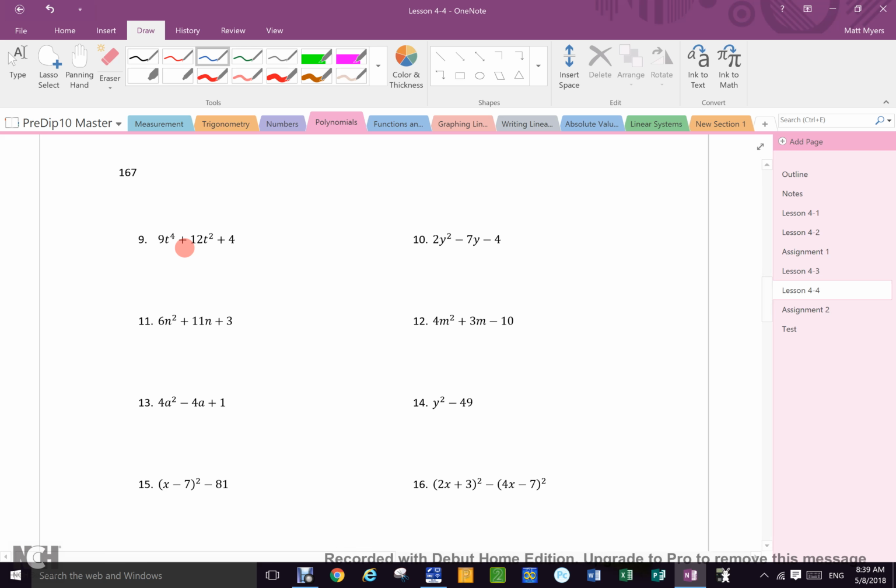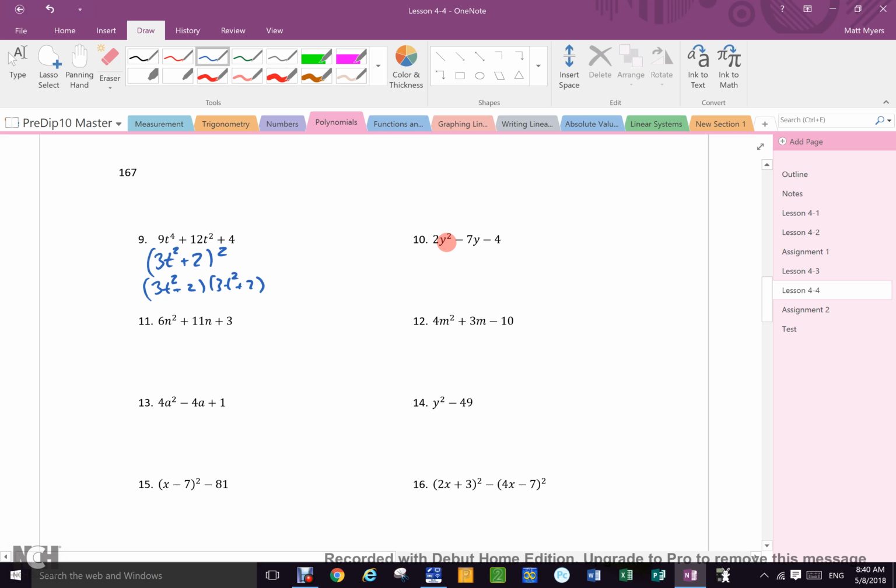Olivia. Number 9 on 167. 3t plus 2 and then squared. Or, of course, 3t plus 2, 3t plus 2. Doesn't it have to be 3t squared? Oh yeah, 3t squared. Sorry. Yeah, the 3t has to be squared and then the whole thing has to be squared.